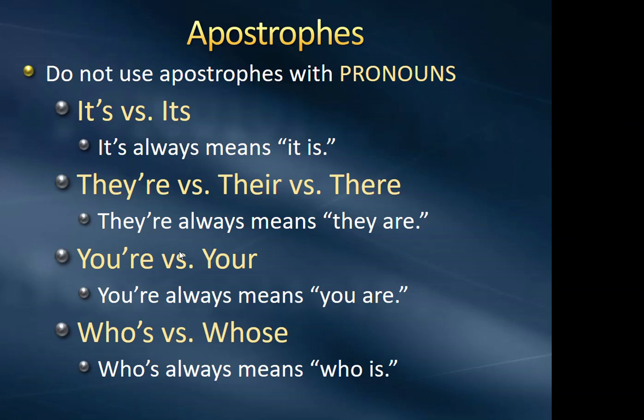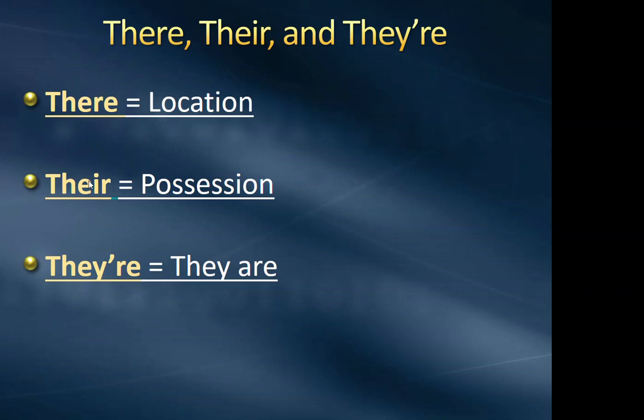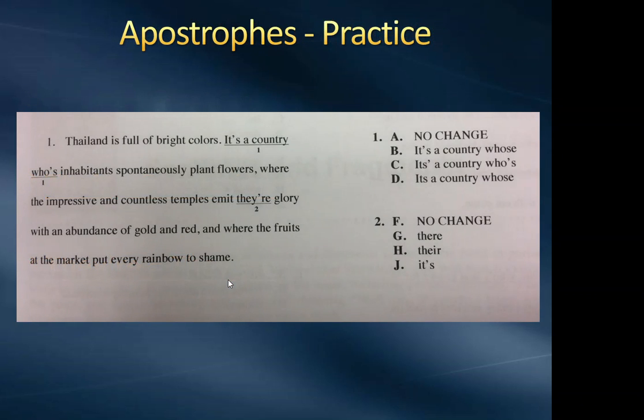Let's look at you're versus your. You're with an apostrophe always means you are. So all you got to do is substitute the you are in there, and if it makes sense, you should use you're with an apostrophe, and if it doesn't, you're going to need to use your. All right, who's versus whose, same rule. Who's with an apostrophe always means who is. So just remember to apply that rule every time. We've already talked about there is a location, their is the possessive form of they, and they're always means they are. All right, let's look at some examples.